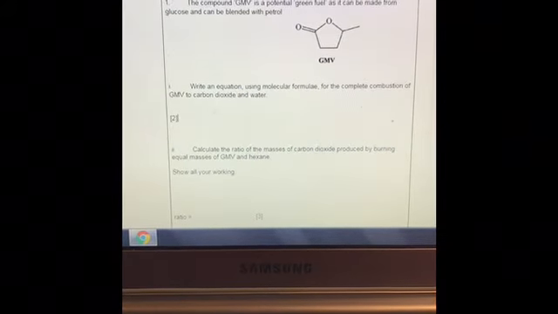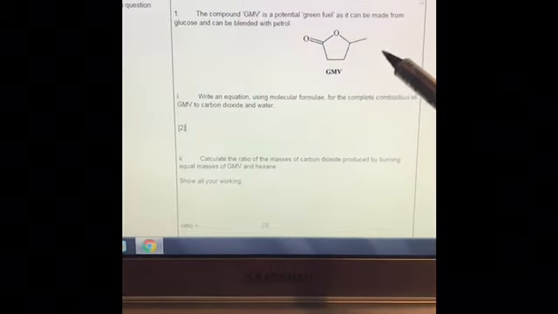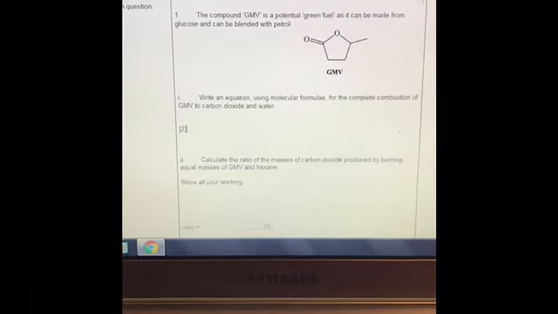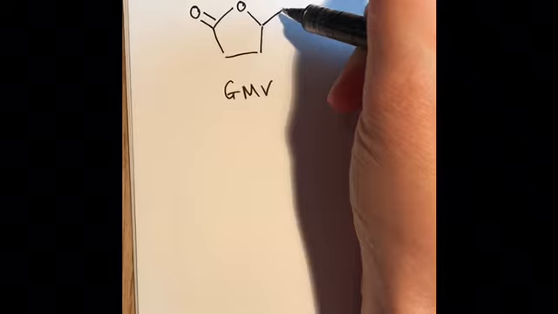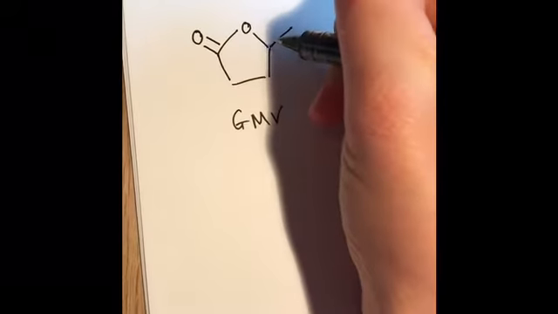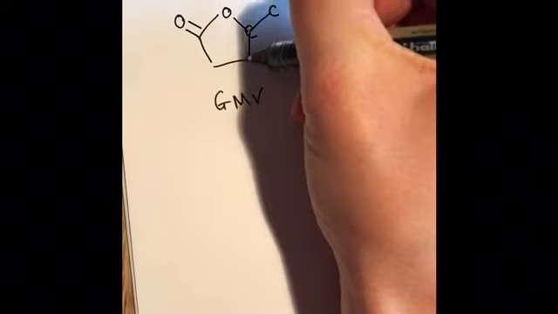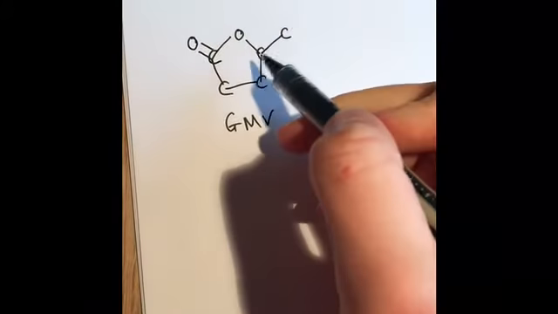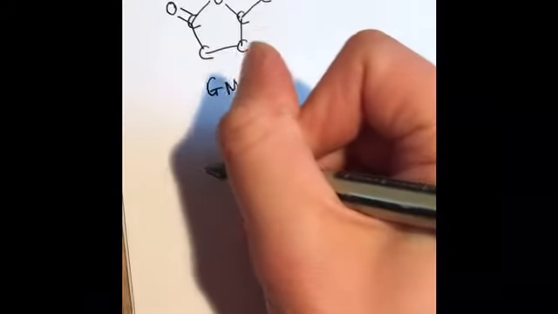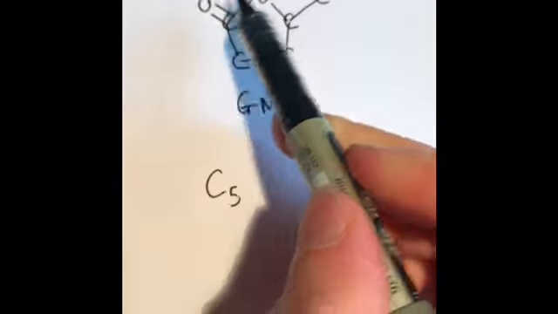So the question says, write an equation using molecular formulae for the complete combustion of GMV to carbon dioxide and water. So the first thing that you've got to do is change GMV from the skeletal formulae to the molecular formulae. So I'm going to do that now. So there's GMV. Now, what you've got to remember is every kink there is a carbon. So I'm just going to draw those on. I know it's not ideal, but I'm going to draw those carbons on. There's one, there's another, there's another, there's another, there's another. That's an oxygen. So we know we've got 5 carbons. We know we've got 2 oxygens, there's one there and there's one there.